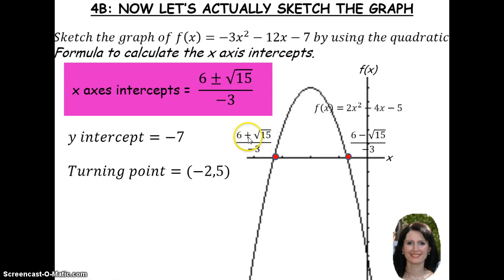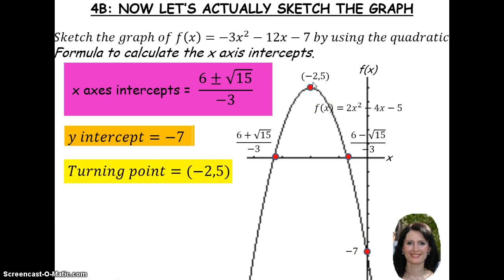So negative 2 minus root 15 is that point there, or that bit there. Over here we have 6 over negative 3 being negative 2. Negative root 15 over negative 3 is positive root 15. So that would be negative 2 plus root 15. That's why that one goes at a higher value. Let's put the y-intercept in. There it is down there at negative 7. And finally the turning point up there at negative 2, 5. And there you have it.